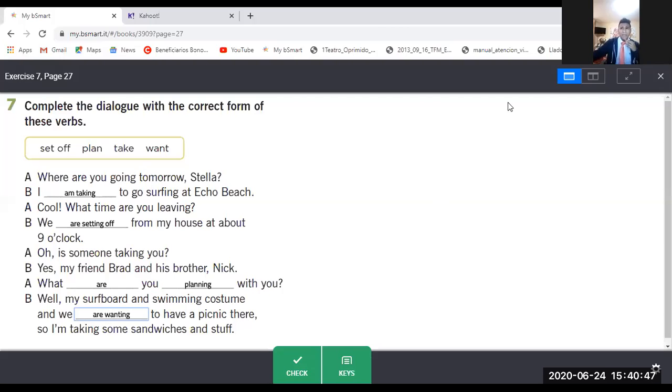We are wanting to have a picnic. Okay, let's see. Okay, Valeria say it's wrong. Valeria say it's wrong. Okay. Teacher, double T. Double T. No, because it's consonant, vowel. Consonant, vowel, no. It's consonant, vowel, consonant. Okay, let's check your answers, but are you sure, totally sure? I am taking to go surfing, we are setting, that's perfect. What are you planning, what we are wanting? Are you sure, yes or no?